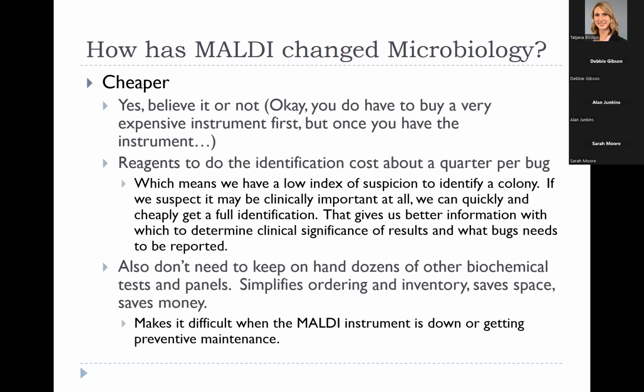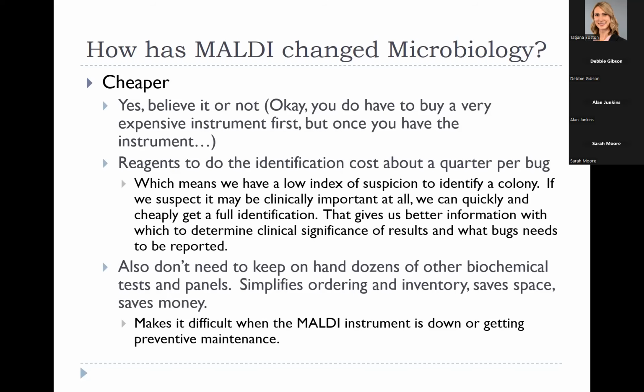The other thing that helps us a lot is that we used to send out a lot of bugs that we could not identify at all, but thought might be clinically significant. They had to go to a reference laboratory, where initially they were getting DNA sequencing done, which cost $100 or more. And then eventually they were getting MALDI done, which didn't cost as much, but why send it to a reference laboratory to do MALDI when I can do MALDI in-house? We don't send bugs out for identification much anymore. Very, very rarely do we have to do that.